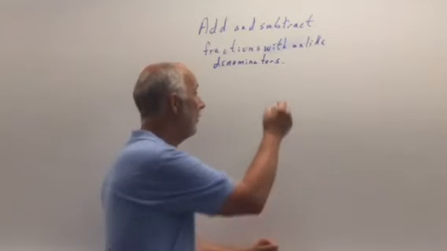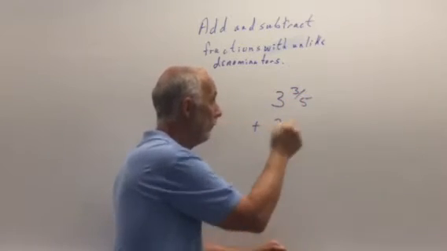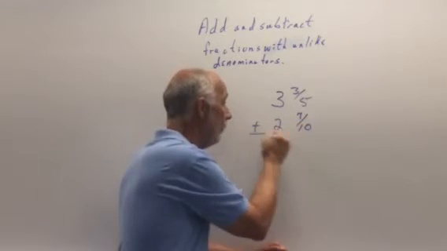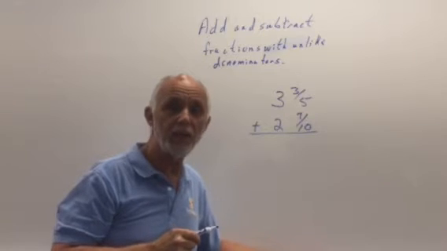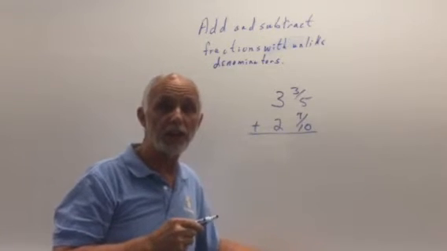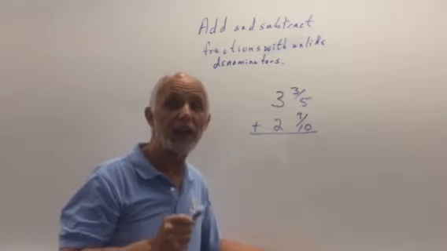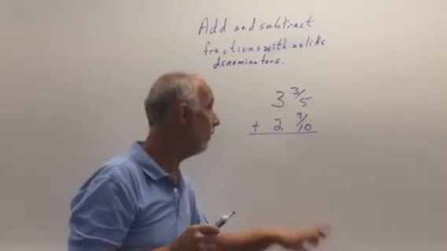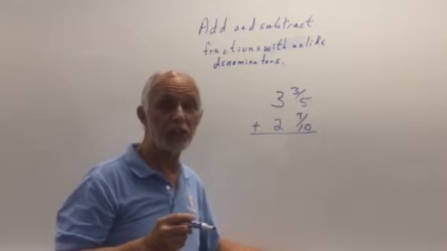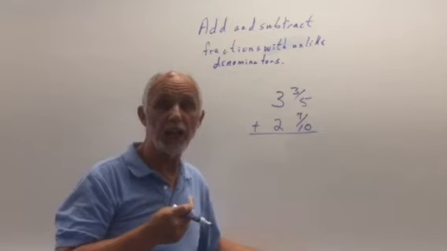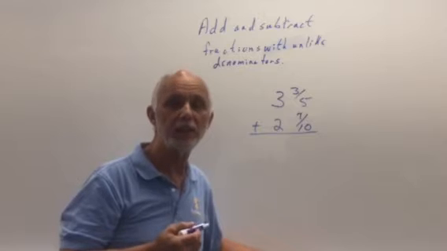So if I had something like 3 3/5 plus 2 7/10, and I wanted to add those, I can't add the numerators and keep the denominators the same if the denominators are different. So the first thing I have to do is get the same denominator. I have to find a common denominator. And I want a number that 5 and 10 both go into evenly. But I don't want just any number that 5 and 10 go into evenly. I want it to be as small as possible. That's called the least common denominator.